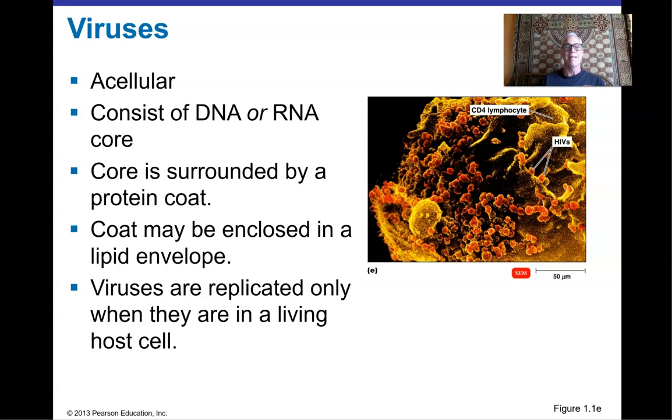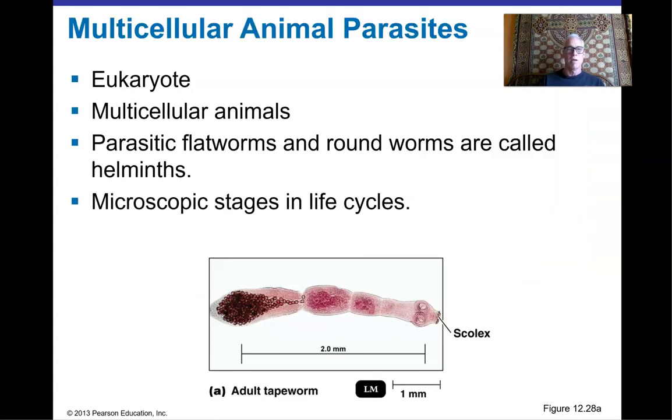Viruses can only replicate inside of a living host cell, so they find their way in and they take over the machinery of a cell to produce more virus particles, and then they escape either by blebbing off or by bursting out of a cell.